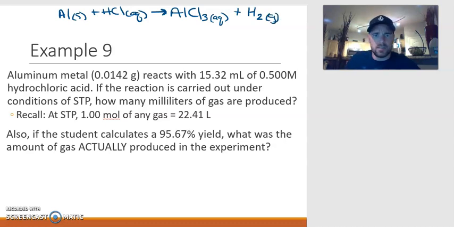If we were to balance this, I'm just going to do it really quick. 2, 6, 2, and 3. That's our balanced chemical equation there. All right, let's write the numbers that we were given right below.